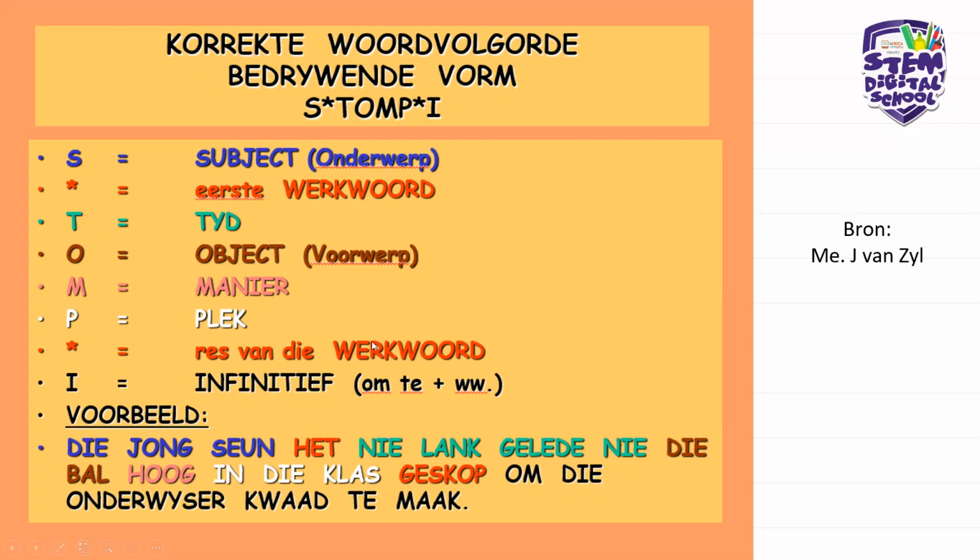Look here, the jong seun refers to the subject. Het, our very first verb, this sentence is now written in the past tense. Nie lang gelede nie, so it didn't happen too long ago, which refers to the time. Die bal, referring to the object. Hoog, the manner in which it is done. In die klas, the place. Geskop, the verb, and then the rest of the sentence after, om die onderwyser kwaad te maak, would refer to the infinitive. Take a picture of this.